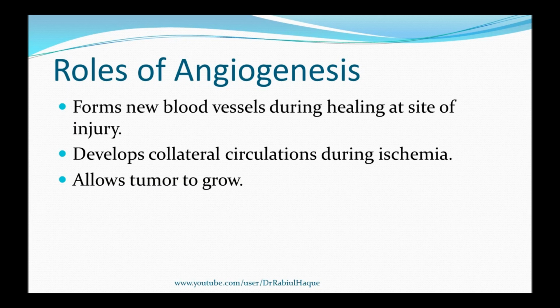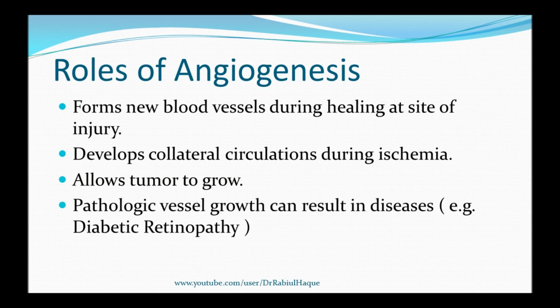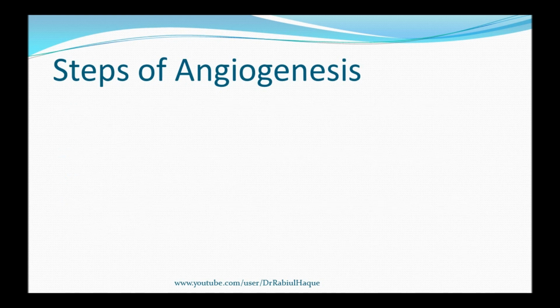For example, pathologic angiogenesis in the blood vessels of the retina can result in retinopathy, and this is particularly seen in diabetic retinopathy. So these were the harmful effects of angiogenesis. Now that we have discussed the different roles of angiogenesis, we will move on to the next topic and discuss the steps of angiogenesis.